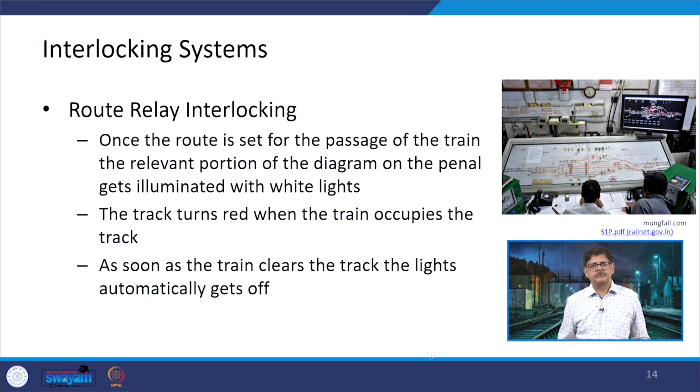Once the route is set for the passage of the train, the relevant portion of the diagram on the panel gets illuminated with white lights. Again, the notations are going to be the same as we just discussed previously. So, white lights are used as soon as the section is being set. The track turns red when the train occupies it. Once the train moves in, it becomes red, and as soon as the train clears, the track lights automatically get off. Now, it says this particular section is free for receiving other trains.